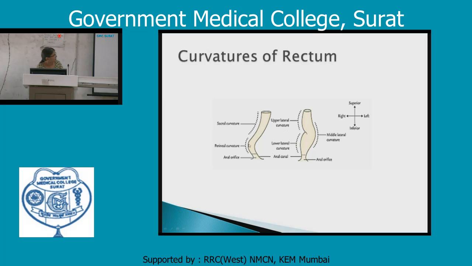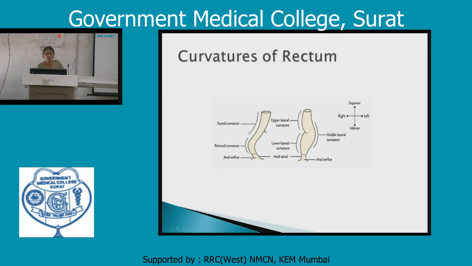Second curvature is perineal curvature. This one is perineal curvature. It is where the rectum lies on the pelvic diaphragm, and here it pierces the pelvic diaphragm and below continues with the anal canal. Here is the anal canal. Lateral curvature.